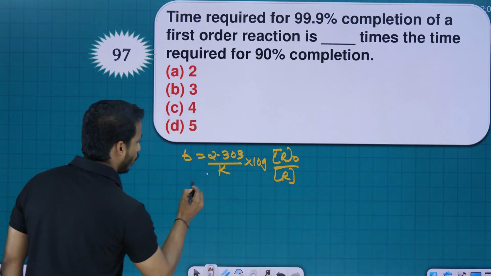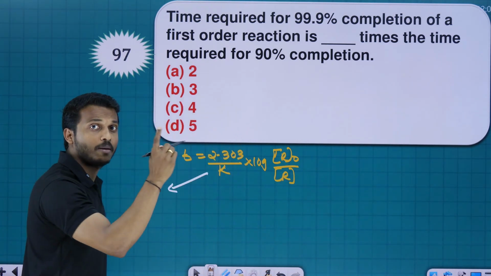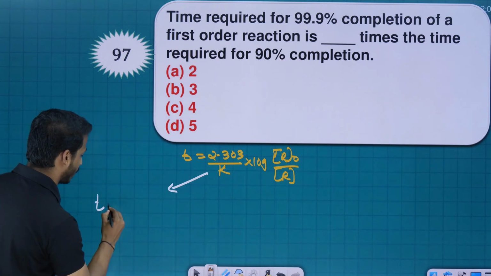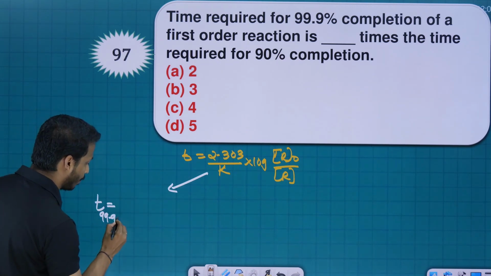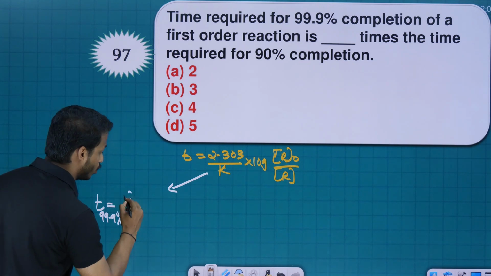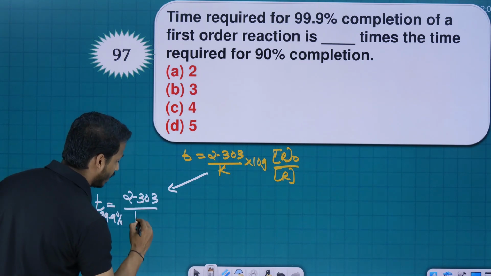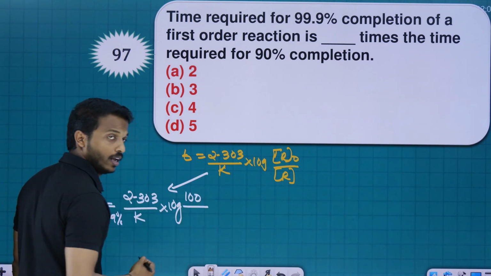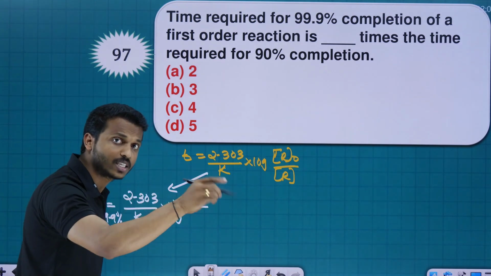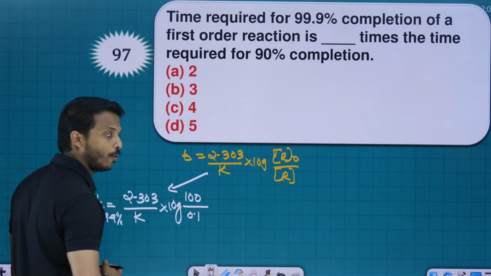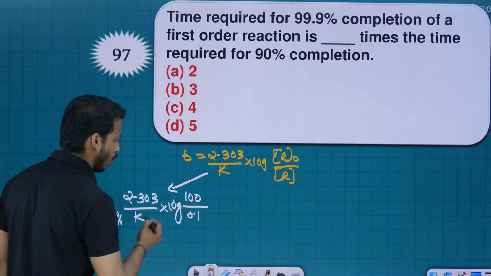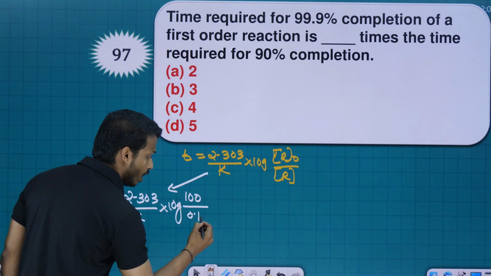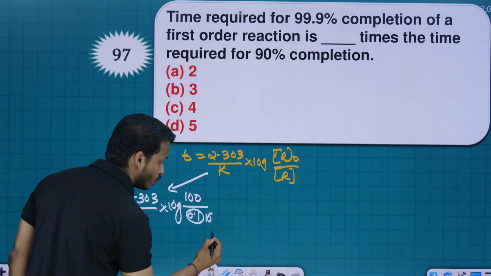So let me write for 99.9% completion. What is the expression for time for 99.9%? That is equal to 2.303 by K into log of, initially we have 100. 99.9% completed means what is left? Only 0.1% is left. Yes or no? So what it will be? This is 10 raised to minus 1.